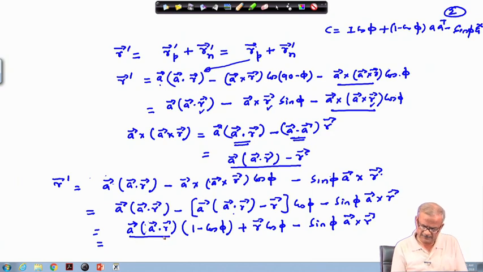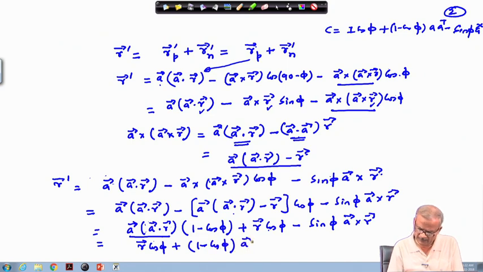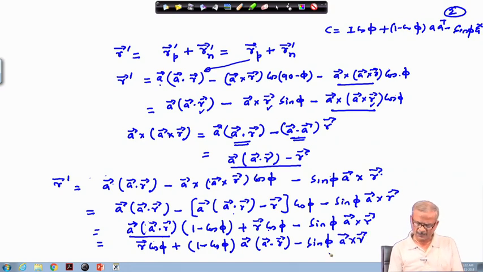This quantity, as we will show, if we write this as, we will do a little arrangement, we will put this term here in this place. So, this is r cos phi plus this quantity thereafter 1 minus cos phi A times A dot r, and thereafter this quantity sin phi A cross r. So, going on to the next page.